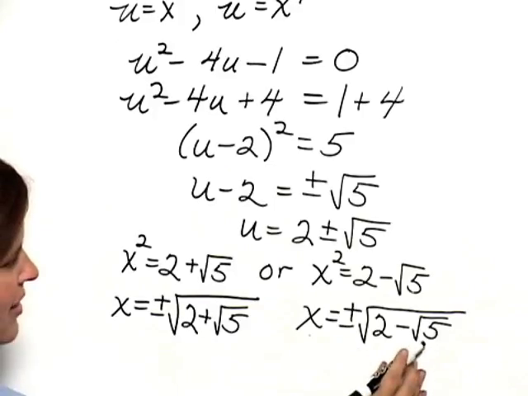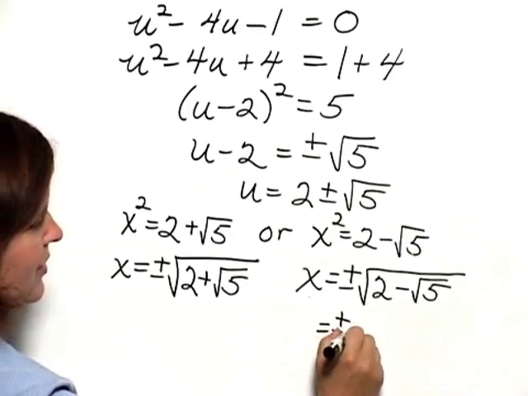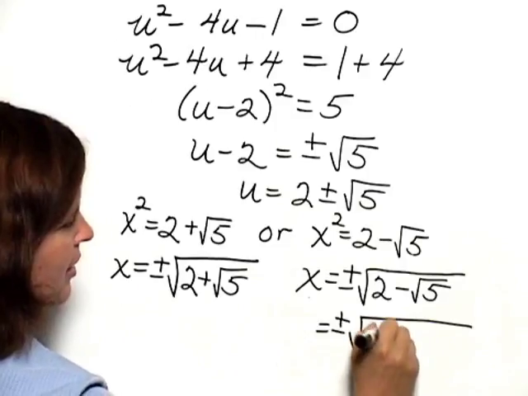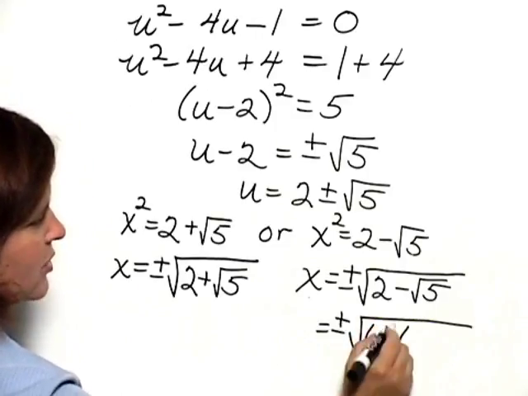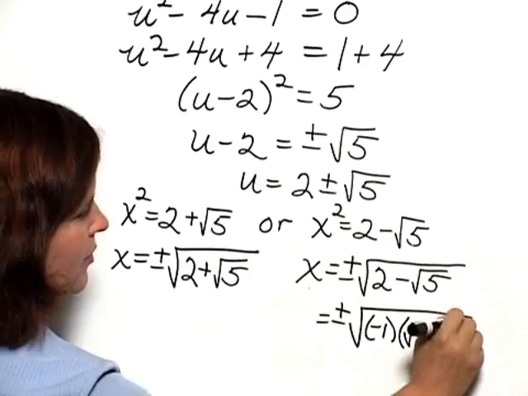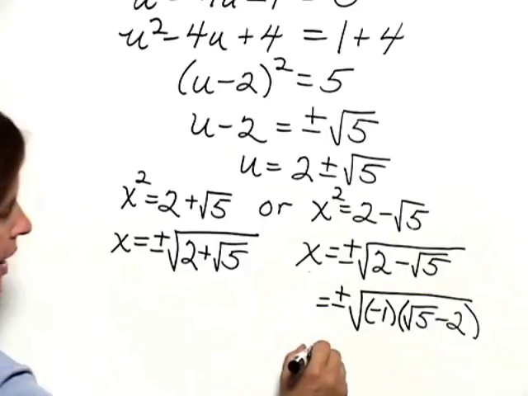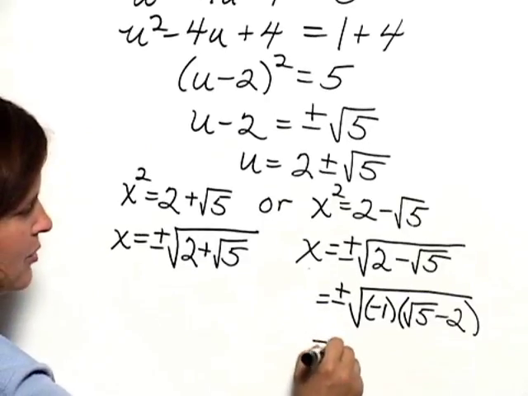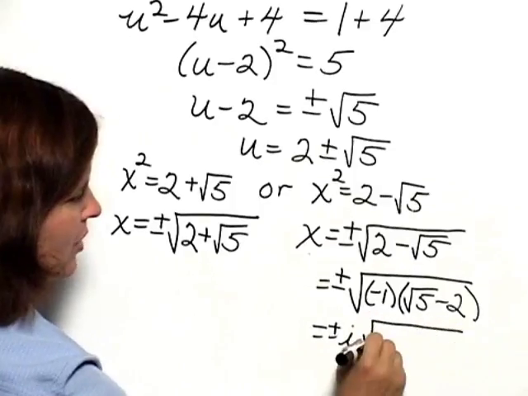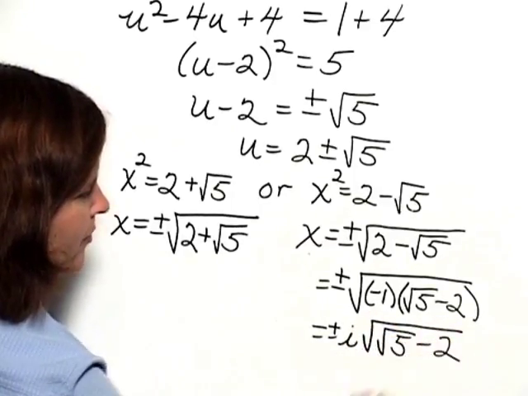I want to factor out an i, so I am going to, inside the parentheses, factor out a negative 1. Negative 1 times, that reverses the order, this would be the square root of 5 minus 2. Now the square root of negative 1 is i, so I can write that as plus or minus i times the square root of the square root of 5 minus 2.